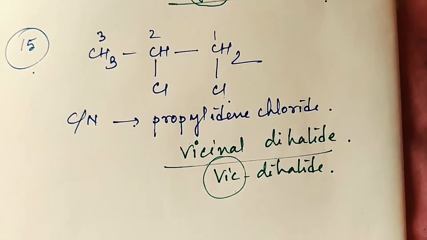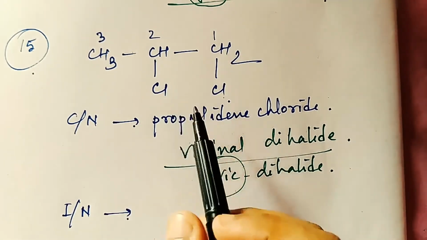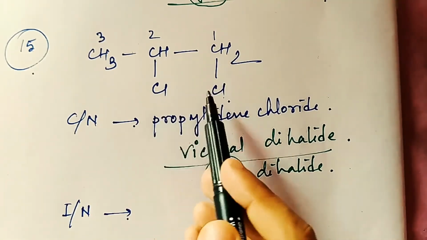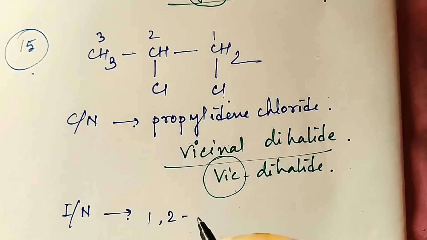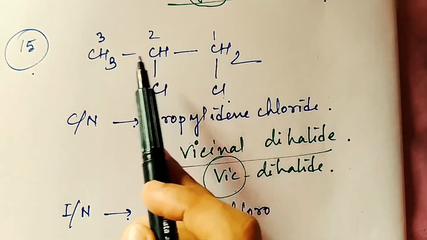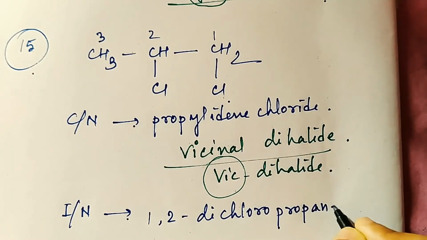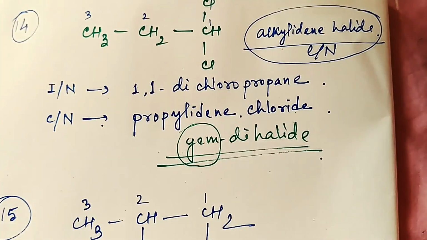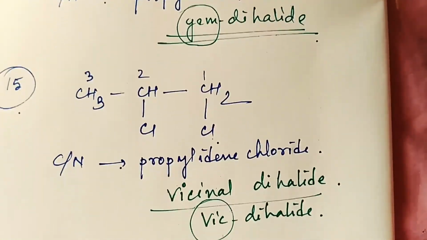Now move to the IUPAC name. Chlorine 1 position and 2 position. So 1,2 dichloro, total 3 carbon. So propane. So in this way you can find out the IUPAC name as well as the common name of the haloalkane.